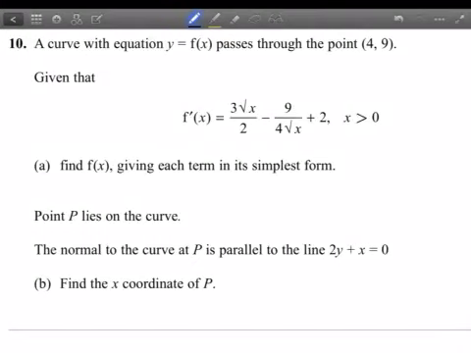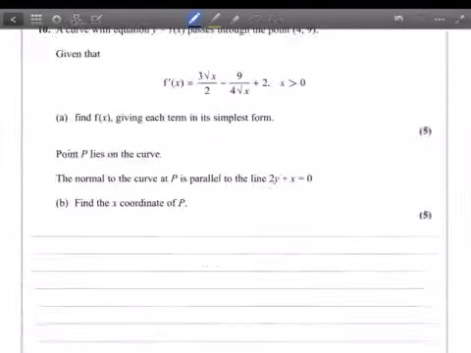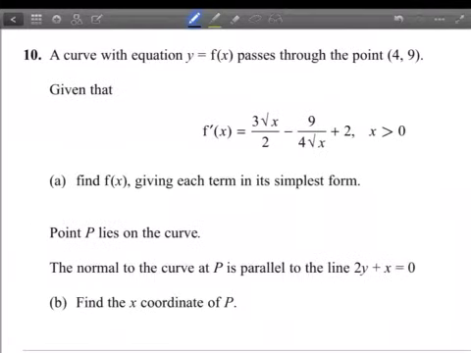Hello again, everyone. We were talking about EDEXCEL Core Math. We were at the 10th question, and today we will solve and finish this EDEXCEL Core Math exam paper. And we have a question here.